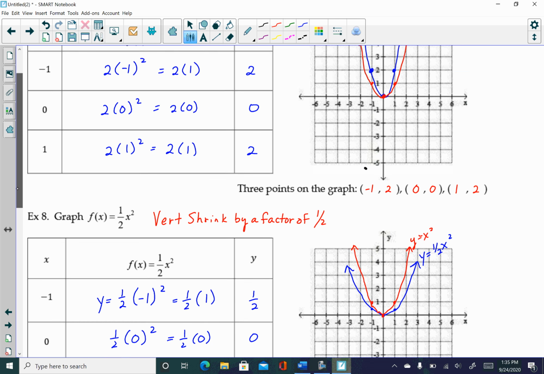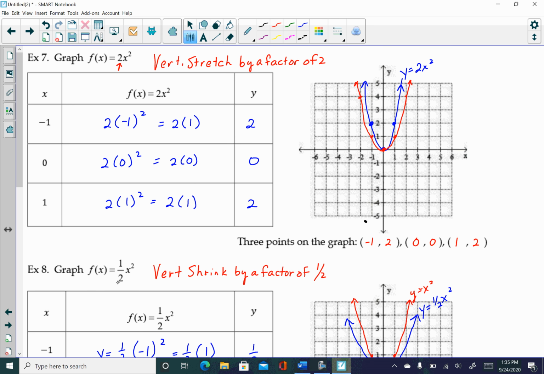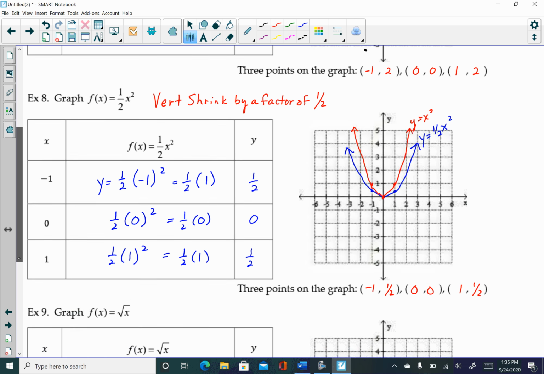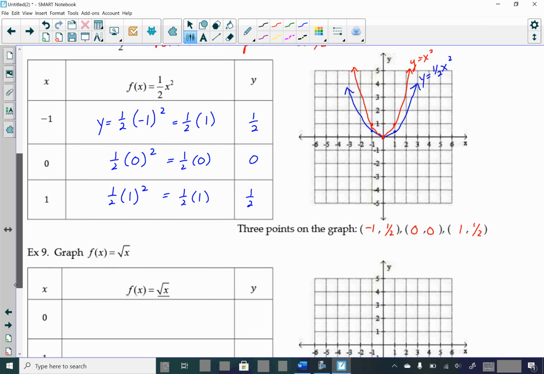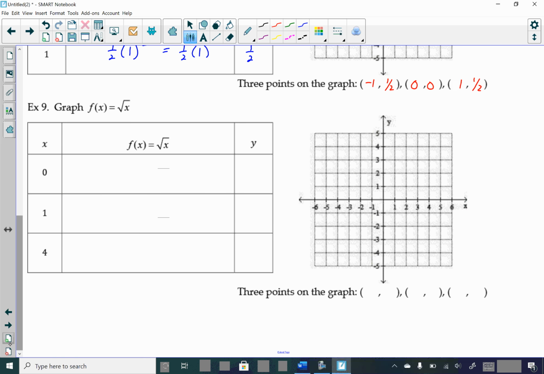All right, so in general, when you have a number outside of the function, that's affecting you vertically. It affects you how you think it would, okay? If it's a whole number, you're going to be stretching it, making it bigger. If it's a fraction, you're going to be shrinking it, making it smaller, okay? So again, vertical transformations always occur the way you think that they would. Horizontal ones are the ones that are opposite.